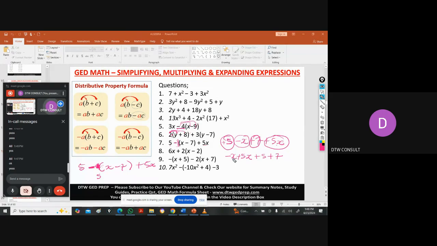Remember that when you have an x like this, there's an invisible one. So you are having a negative 1x plus 5x. What would that give us? Positive 4. Good, positive 4x. Then 5 plus 7 will give us what? A positive 12. All right, so finally our answer is 4x plus 12.